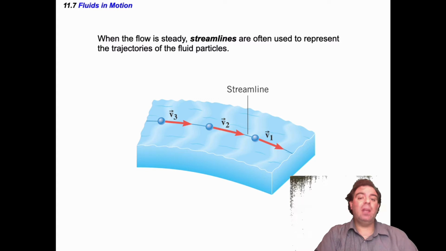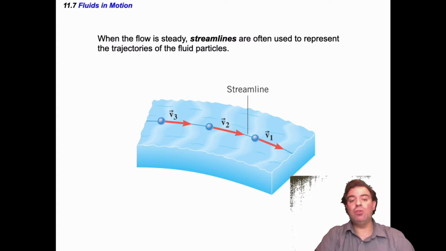When flow is steady, streamlines are used to represent the trajectories of the fluid particles. What are basically streamlines? Streamlines are groups of fluid particles whereby the velocities are the same.